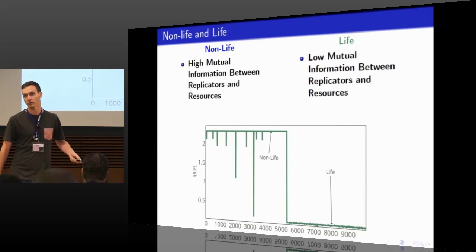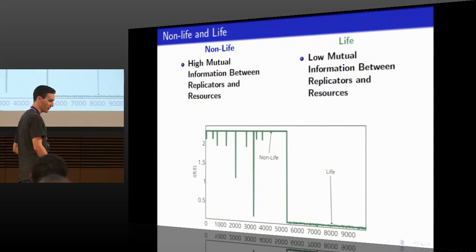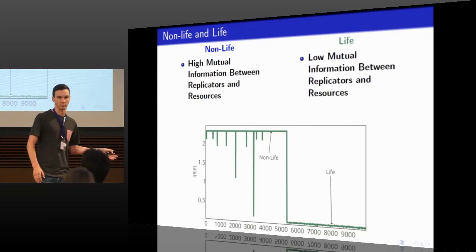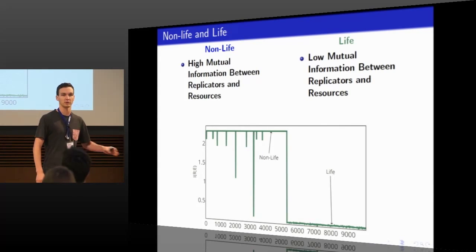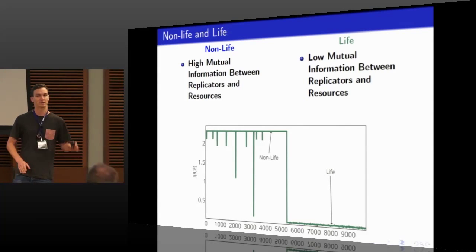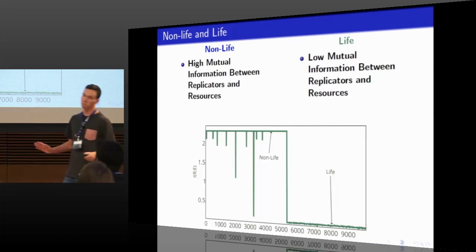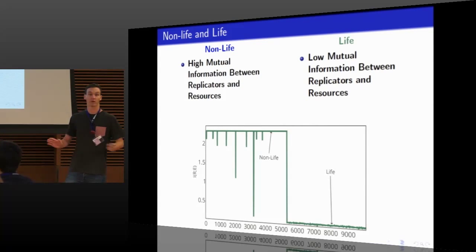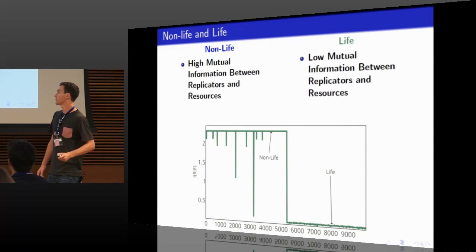It tends to 0. So this means that the replicators that exist in the non-life phase are completely determined by their environment. That if you fix the environment, you know a lot about the replicators that exist, and you know about their composition. Whereas in the life phase, just because you know the environment doesn't mean you necessarily know much about the composition of the replicators, which I think is a pretty interesting sort of effect that's been caused by this selection on function. All right.